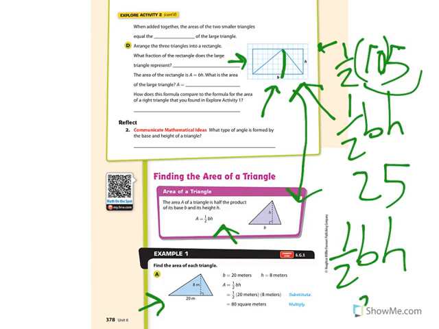What do I have for my base? My base is 20. My height is 8. And now I'm going to take 1/2 of it. All right, so again, you could do it 2 ways. Since it's order of operations, when it's timesing, it doesn't matter which order you do it in. So I would do this.